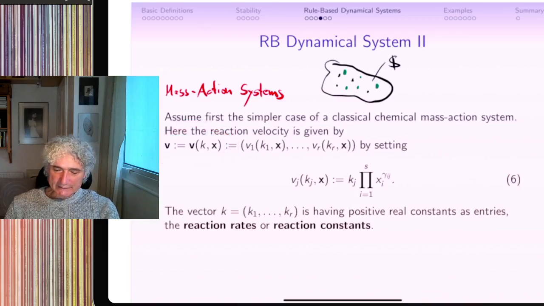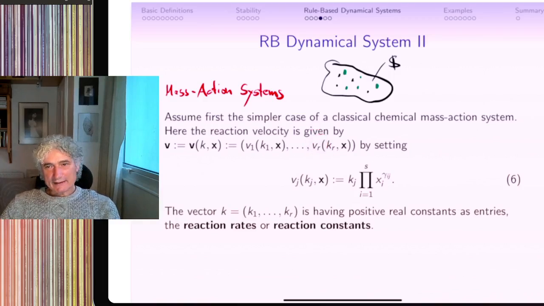And the reaction velocities will be dependent on the reaction rates, K. So here we assume we have these constant weighted rules or reactions. So over each reaction arrow there is exactly one kinetic constant. So K1 to Kr are the many kinetic constants which we have in the system. So the reaction velocities form a vector of dimension r.